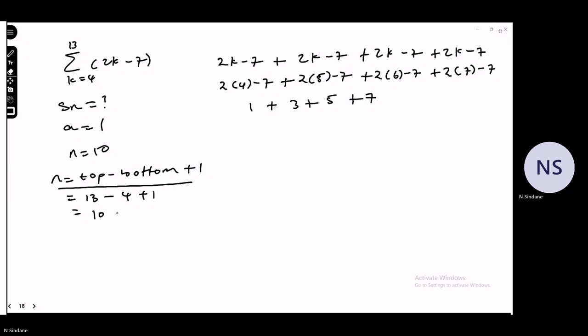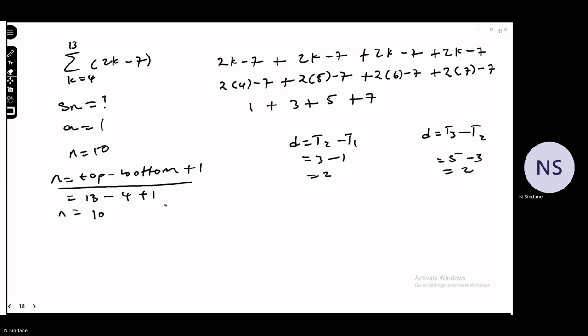Okay, and then after that, we have the value of n. We're looking for Sn. We can calculate the value of d. D is T2 minus T1 or T3 minus T2. Meaning here I have 3 minus 1, which is 2. Here I have 5 minus 3, which is 2.